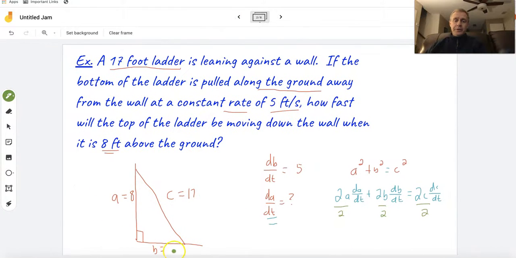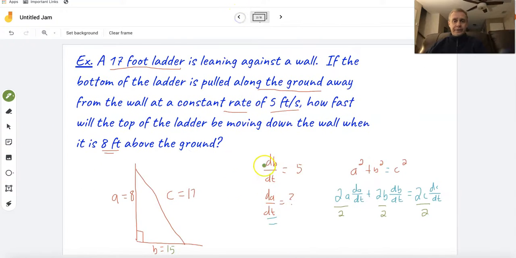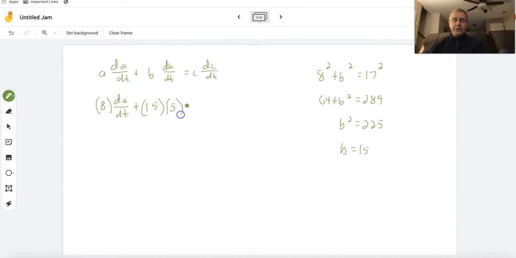Now, you might have also recognized this as a Pythagorean triple. If you recognize that, you wouldn't have to show the work of finding and solving for b. You can just write it in. All right, so then continuing along, dB dt, we were told, was this 5. So I'll put that 5 there. And c, the hypotenuse, we were told was 17.